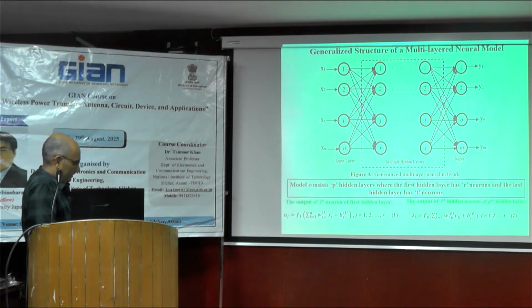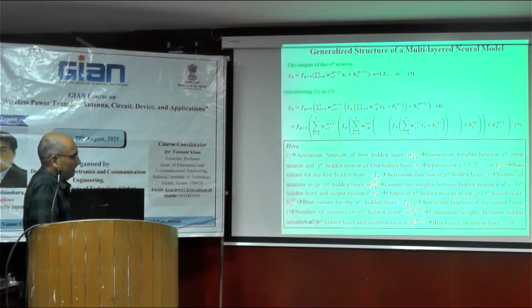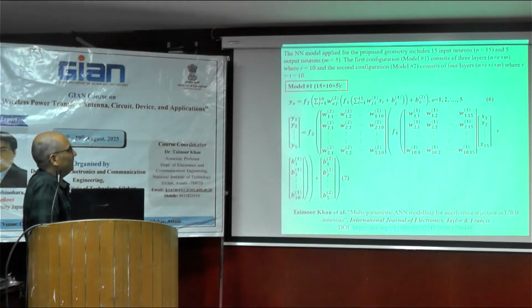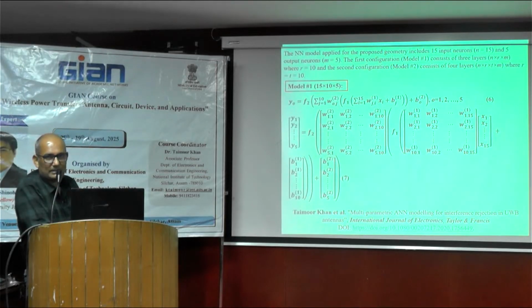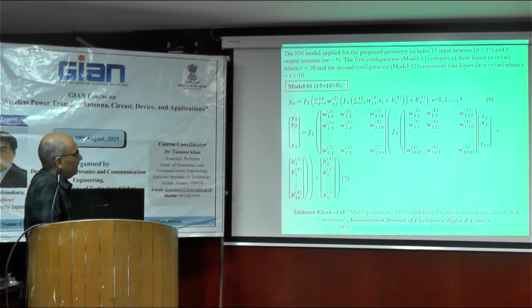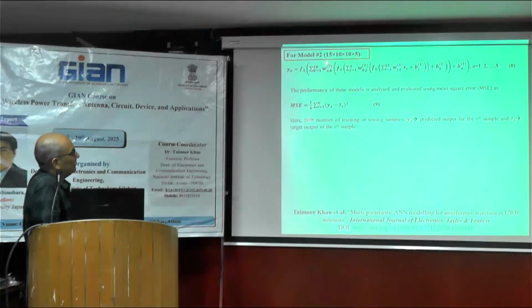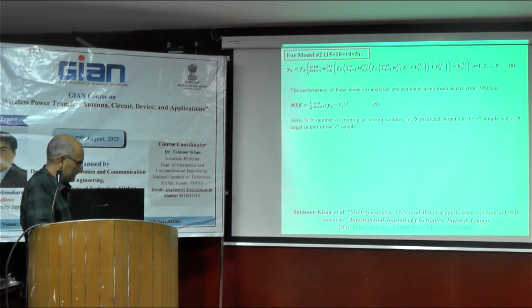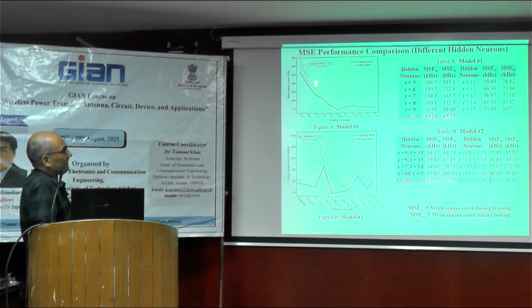Okay, then this mathematics we can skip here, no need to go into that. Directly model 1: 15 input neurons, and the output neurons are fixed. It will map the input excitation as well as the response, no need to change. The change is only in the hidden neurons, that is a single layer with 10 hidden neurons. Then the second model, two hidden layers with 10 neurons. Just see the performance, what is happening.